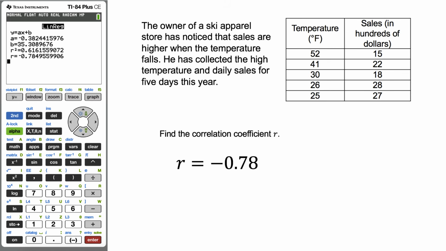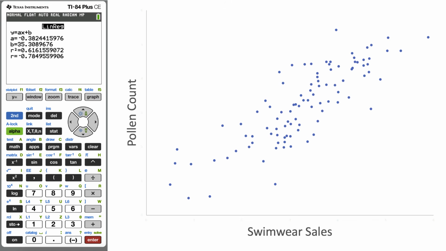However, we want to be careful, because a strong correlation between two variables does not mean that one variable causes the other. Correlation only tells us that the variables are related, it can't determine cause. A good example of this is the relationship between pollen count and swimwear sales. We can see from the scatter plot that as the pollen count increases, swimwear sales increase. But does an increase in swimwear sales cause an increase in pollen count? Definitely not. And does an increase in pollen count cause an increase in swimwear sales?